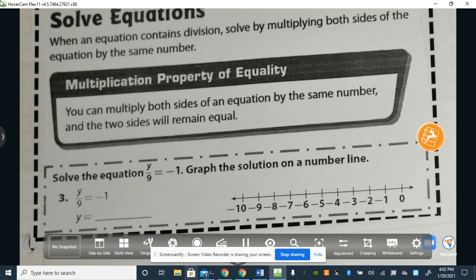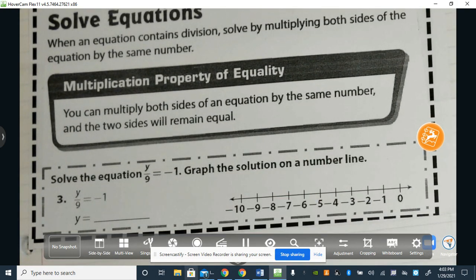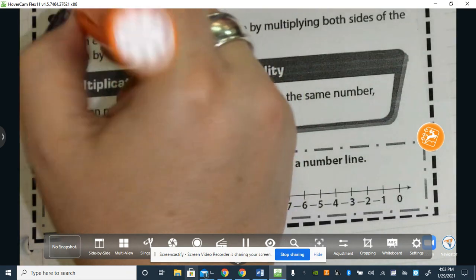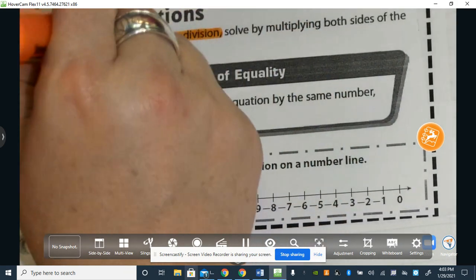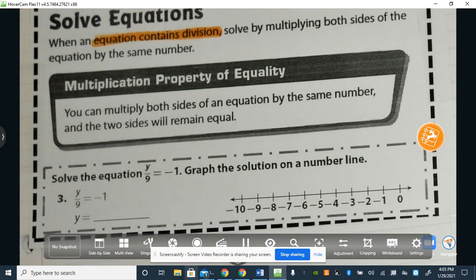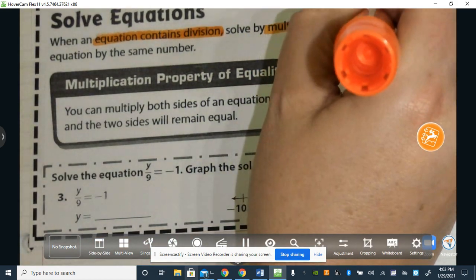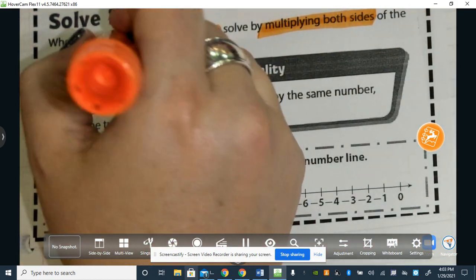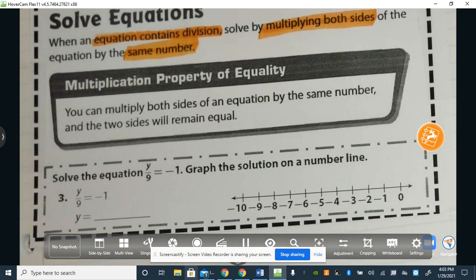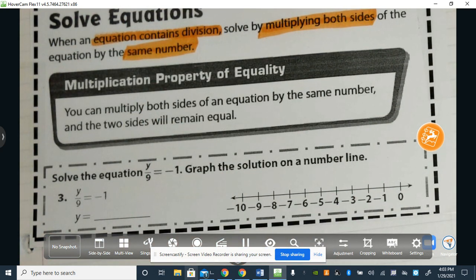Next question here. We're going to go on to the next slide. When an equation contains division, and you'll see it looking kind of like a fraction, solve by multiplying both sides of the equation by the same number. The multiplication property of equality means that you can multiply both sides of an equation by the same number and the 2 sides will remain equal.